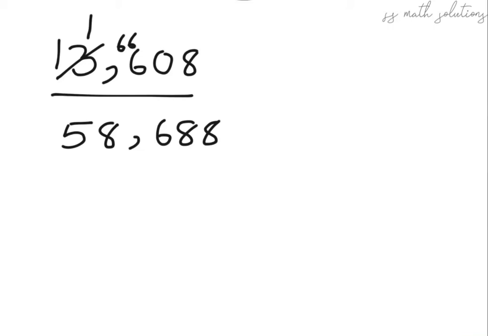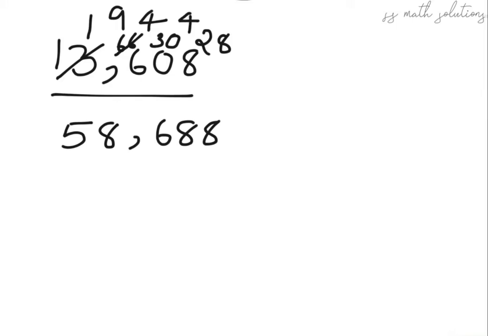Now our number is 66, so 66 divided by 7. What is the maximum number included in this? 7 into 9 is 63, so I can write here 9. Again, remainder 3, and that 3 joins the next digit, so the number changes to 30. 7 into 4 is 28, so we write 4, then the remainder is 2. Again the next digit 8 changes to 28, and 4 into 7 is 28.